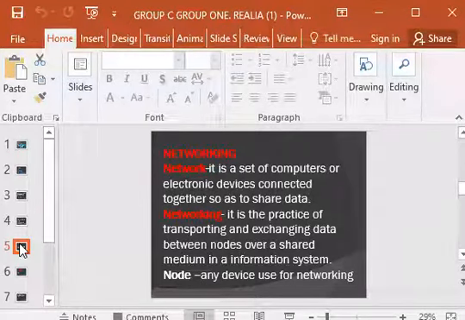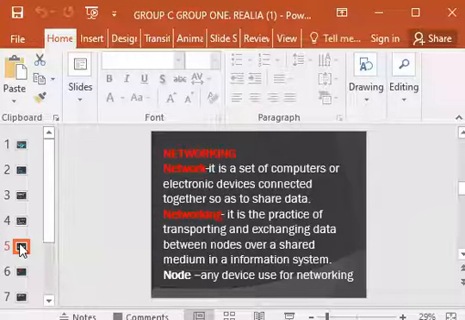Then we decided to use a switch in our class discussion. A switch is a tool which is used in networking. So I will define what networking is. Networking refers to, first, I'll start with the word network. A network is just a set of computers or electronic devices connected together so as to share data.